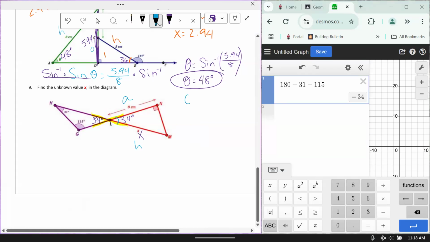So if we look at our SOHCAHTOA, okay, that would be adjacent and hypotenuse, so that would be CAH, right? So we got cosine of 34 equals adjacent of 8 over x of our centimeters. Okay, I'm going to get rid of that guy. Sorry about this.